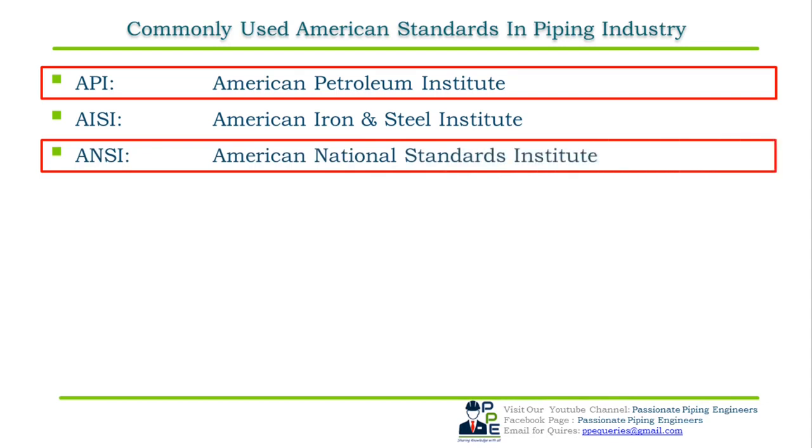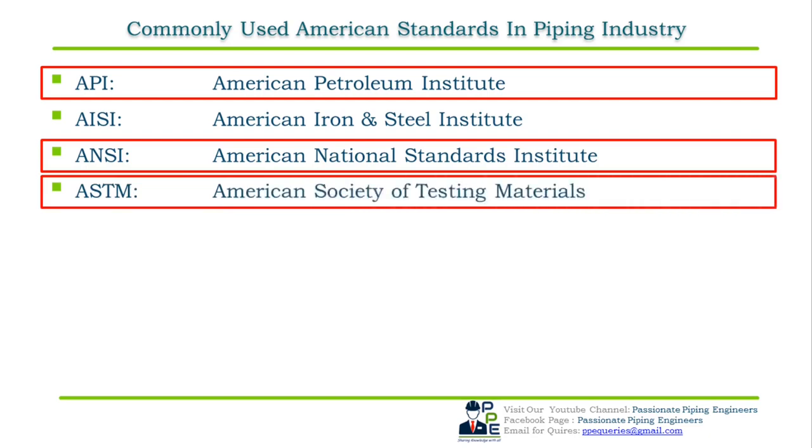ANSI, American National Standard Institute. ANSI standards are used in the design of piping systems. This committee was recognized as the ASME code for pressure piping B31 committee, and eventually the code was changed to ASME B31 for pressure piping and is adopted as the legal requirement.